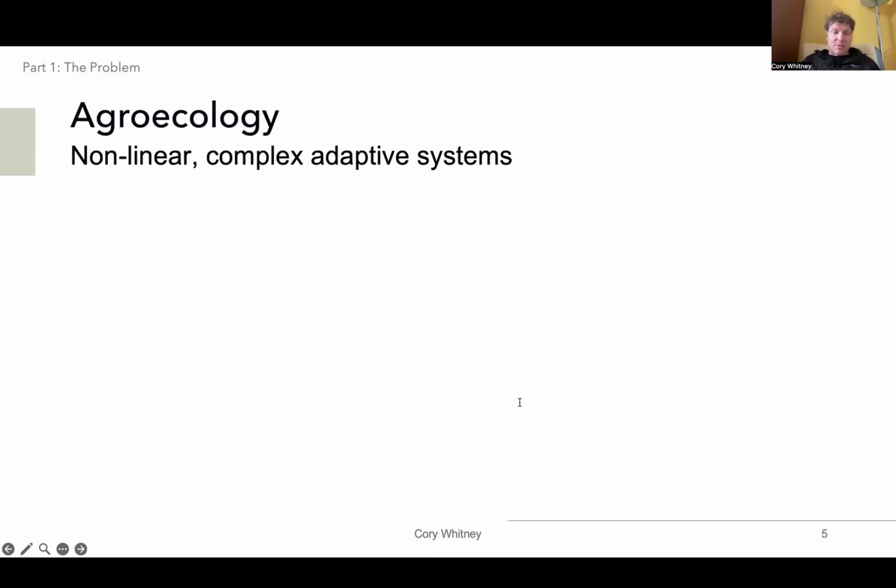Now we're going to zoom way out and talk about why probabilistic modeling and value of information is useful, or may be useful, in agroecology. I'm going to make the case that it's a useful approach because agroecosystems are nonlinear, complex adaptive systems.